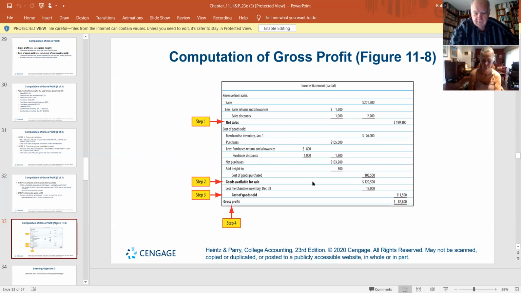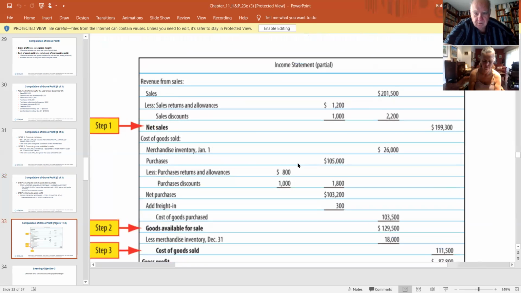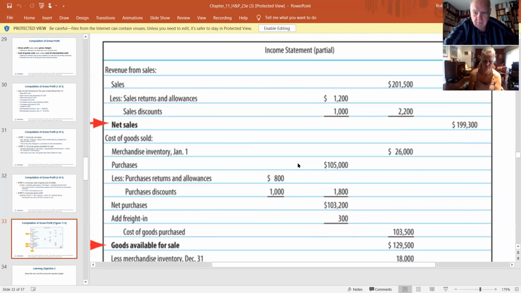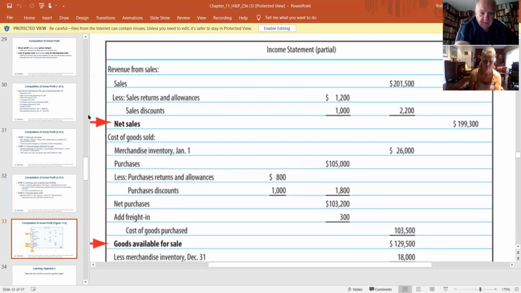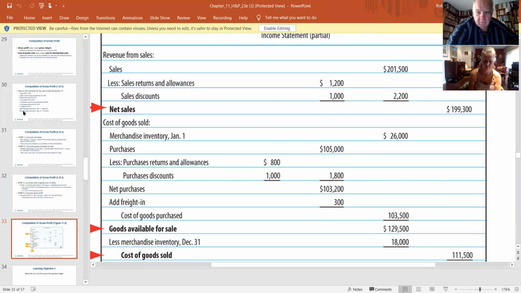And let's take a look at it here. Okay, so they're working with all those numbers there, right, Carrie? Our gross sales were 201,500 minus returns and allowances minus the discounts. That gets us net sales of 199.3, thank you. And now we go through the cost of goods sold calculation.